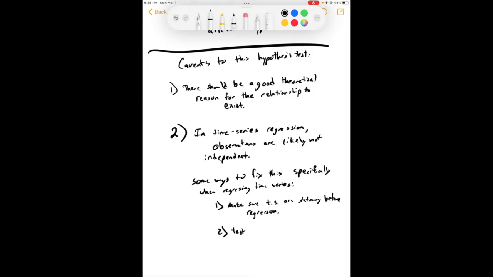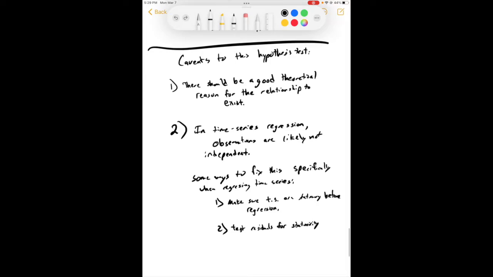And next, you need to test residuals for stationarity. Even though you might have made your time series stationary before doing the regression, there is no guarantee that the residuals won't be non-stationary. And the other is also true. Even if your time series are not stationary before you run the regression, you might still find that you have stationary residuals. So you really need to check on those.